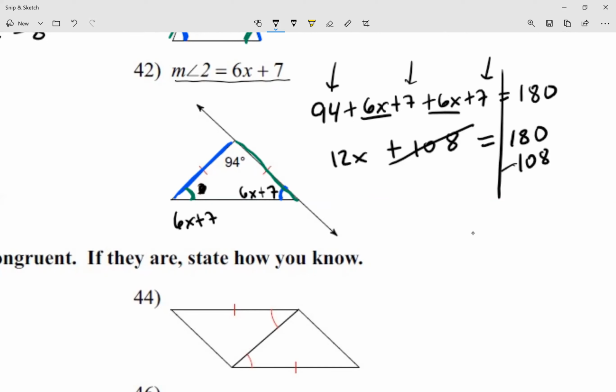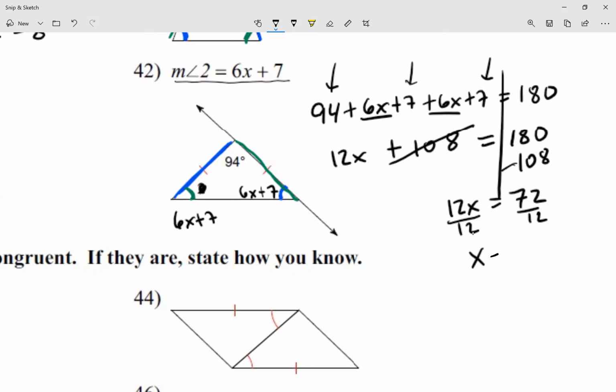So I get that 12x is equal to 72, right? 180 minus 108 is 72. I want x by itself, so let me divide both sides by 12. So x is equal to 6. Pretty cool.